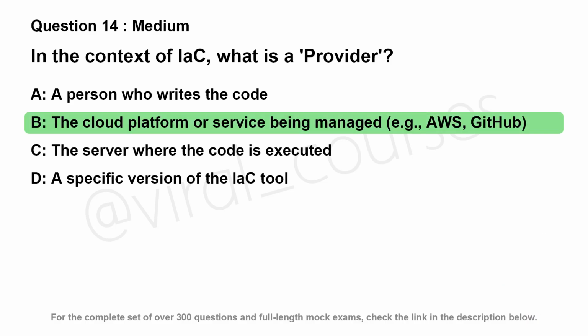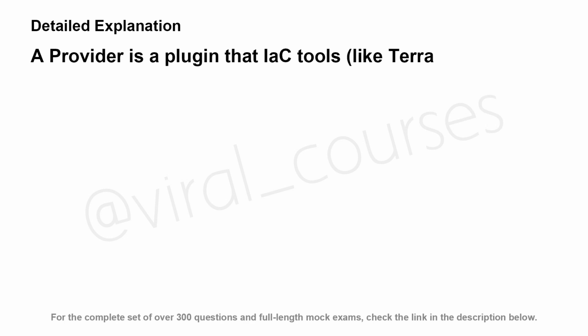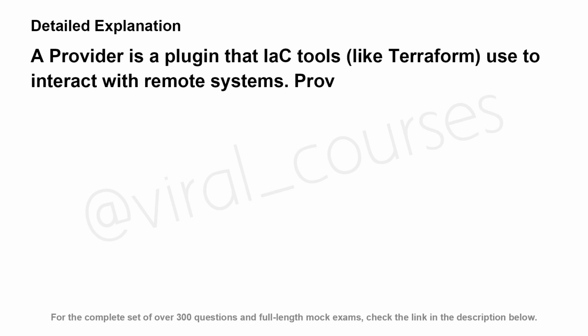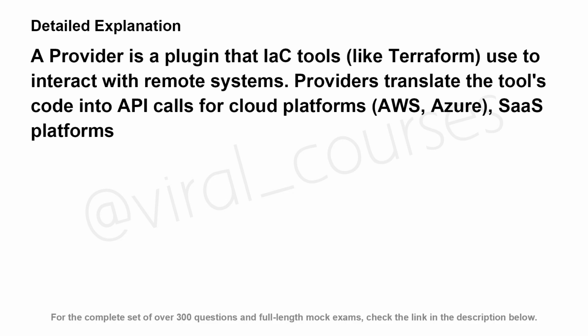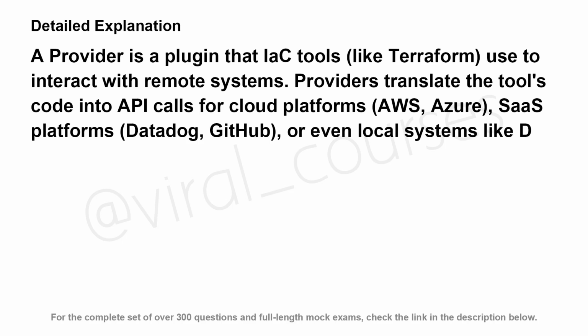The correct answer is B. A provider is a plugin that IaC tools, like Terraform, use to interact with remote systems. Providers translate the tool's code into API calls for cloud platforms like AWS and Azure, SaaS platforms like Datadog and GitHub, or even local systems like Docker or Kubernetes.